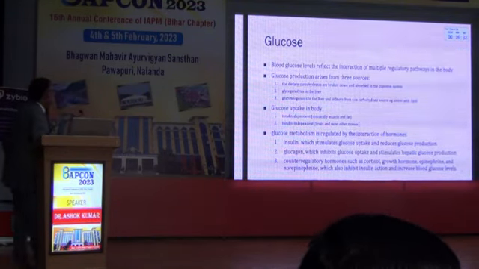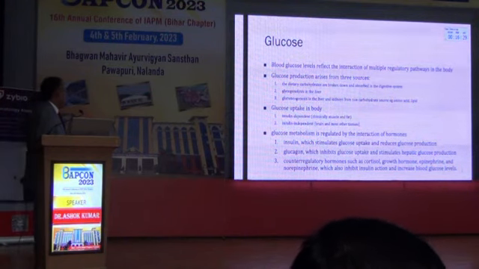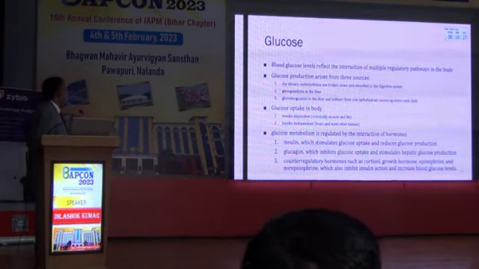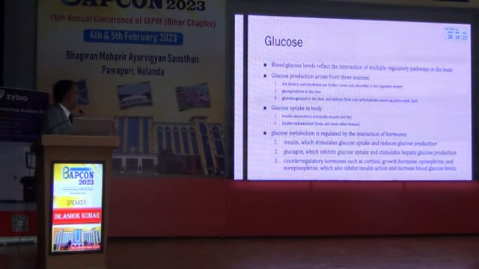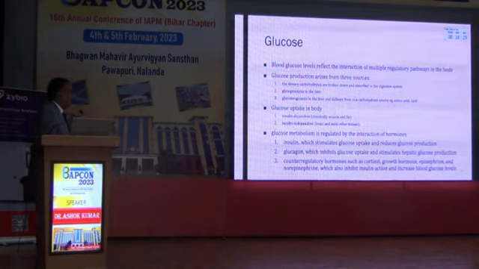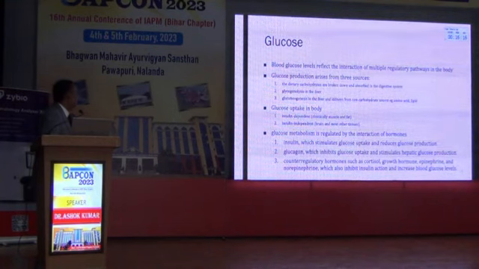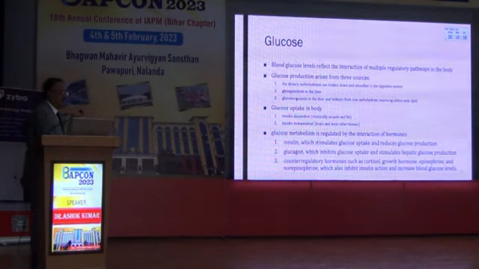Blood glucose levels reflect interaction of multiple regulatory pathways of the body. Glucose production in the body has 3 sources: dietary intake, broken down in the intestine and absorbed in the digestive system; glycogenolysis in the liver; and gluconeogenesis in liver and kidney, from non-carbohydrate sources like amino acids and lipids.